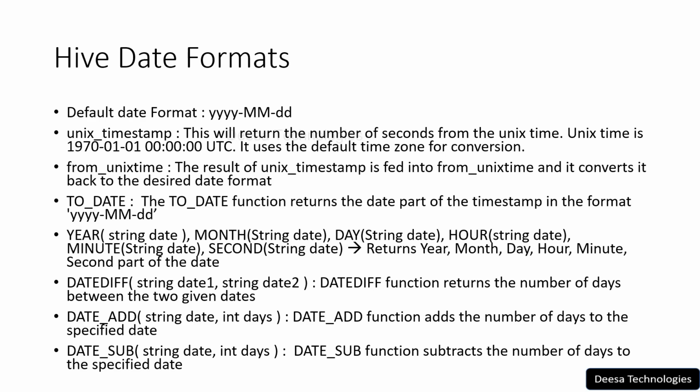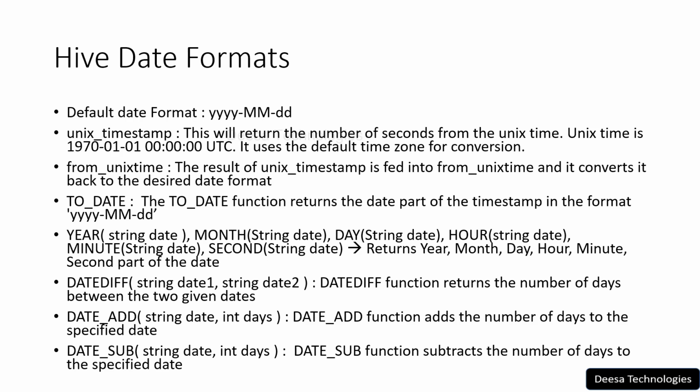The first thing that we have is the Unix timestamp. This will basically return the number of seconds from the Unix time, that's the Unix epoch 1970-01-01, and it uses the default time zone for conversion. Then we have from_unixtime. This is primarily used in conjunction with the Unix timestamp. When you have the result from the Unix timestamp and you feed it to from_unixtime, it will convert it back to the desired date format. We'll see an example of that.